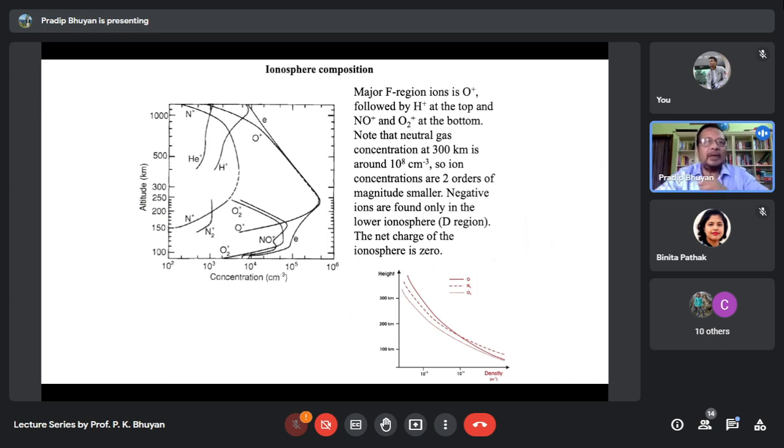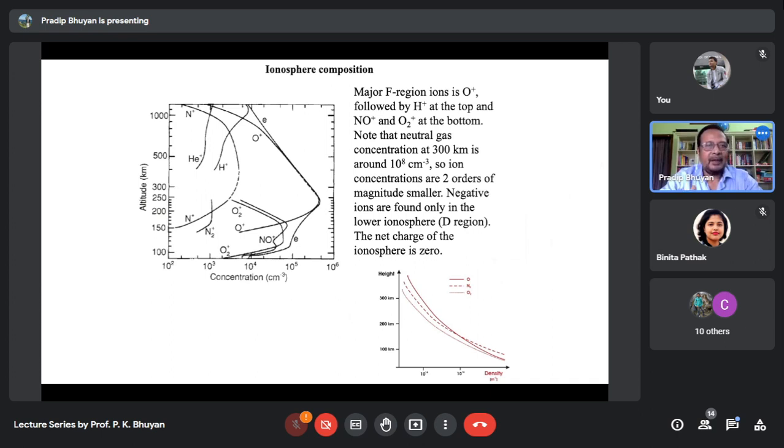In a normal atmosphere, from the ground upward, you have nitrogen and oxygen. These are heavy molecules. Nitrogen and oxygen are the heaviest of molecules. So they reside near the Earth's surface up to a height of, say, 100 kilometers or a little more than that, equally mixed.